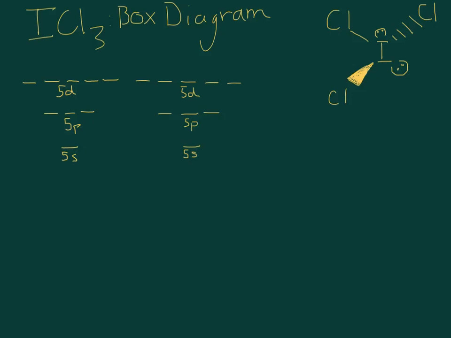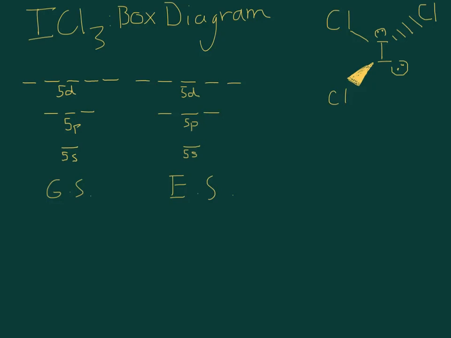In the box diagram, we will start by taking note of the valence electrons of iodine, our central atom. As you can see here, I've already drawn out the appropriate boxes for the valence shells of iodine for both the ground state, GS, and the excited state, ES. And now I will show you how the valence electron positions change between these two states.